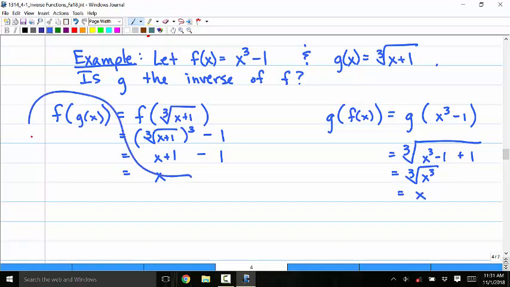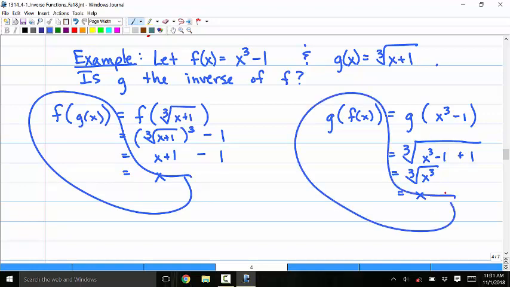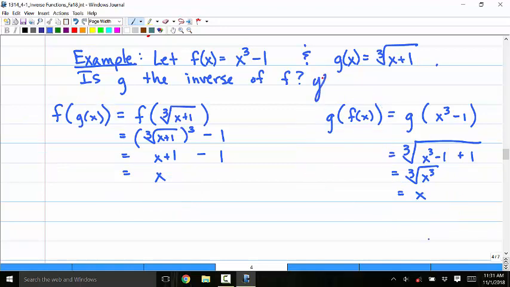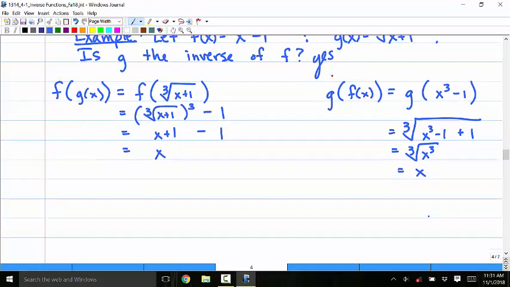I showed f of g of x was equal to x. g of f is equal to x. So is g the inverse of f? Yes. Next example.